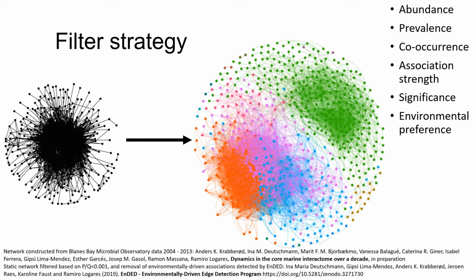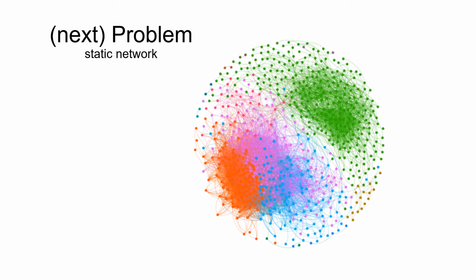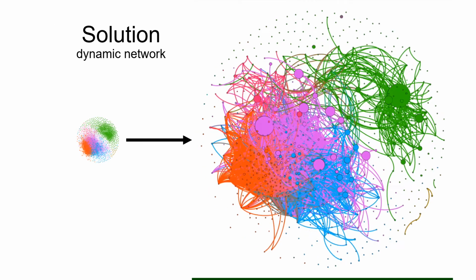What I didn't like was the thought that this one network represents a microbial ecosystem of 10 years. How can one network represent 10 years? I believe not very well, and this is problematic. We have a static network to represent a dynamic system. My solution is a dynamic network.